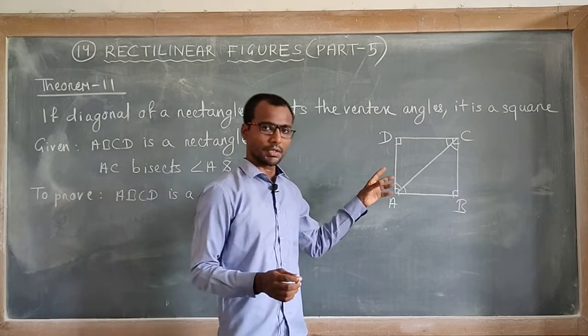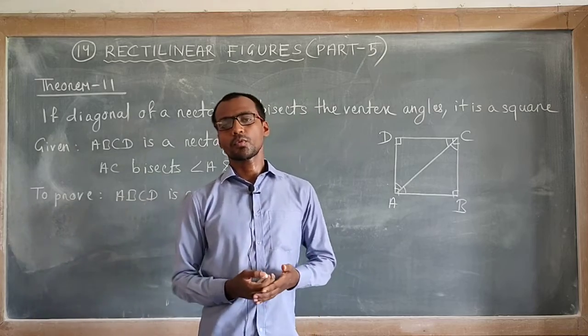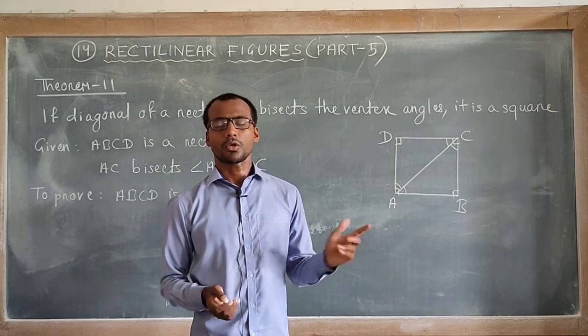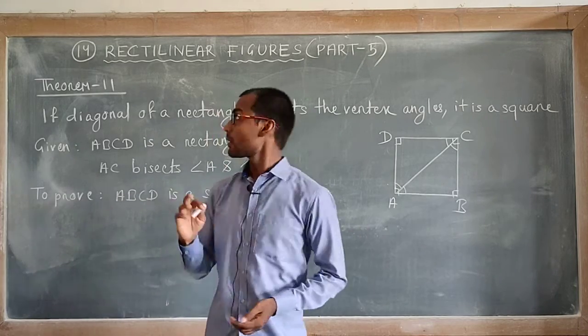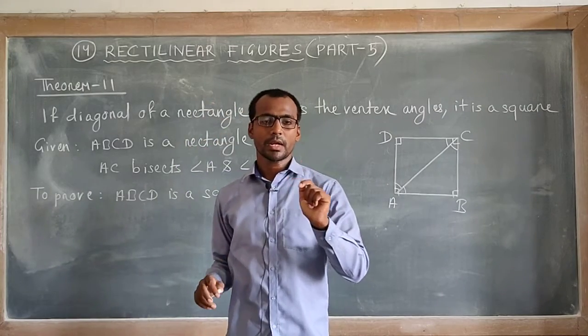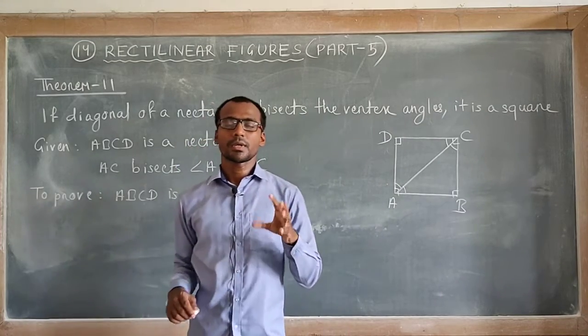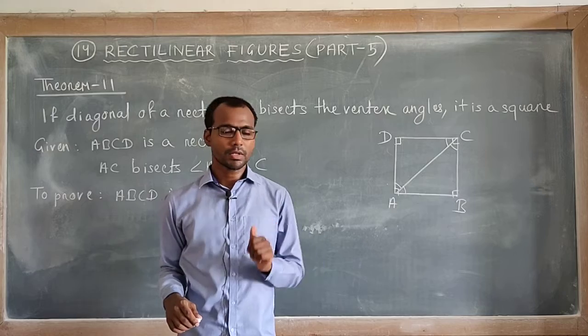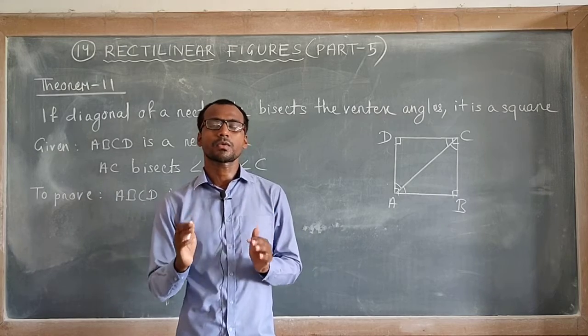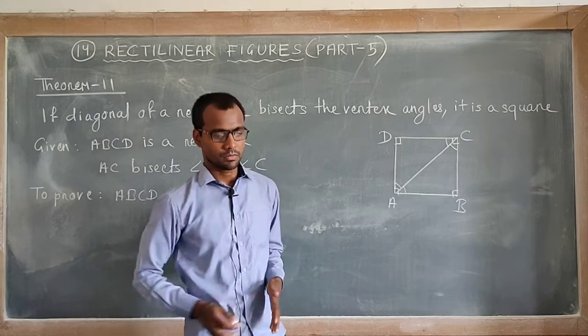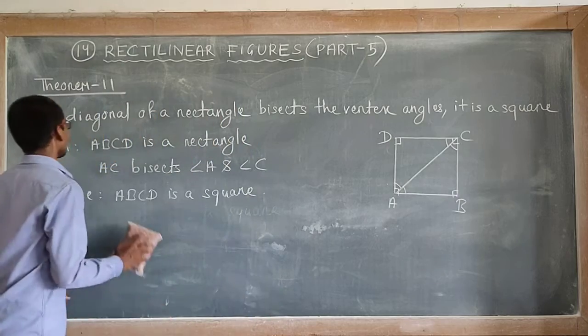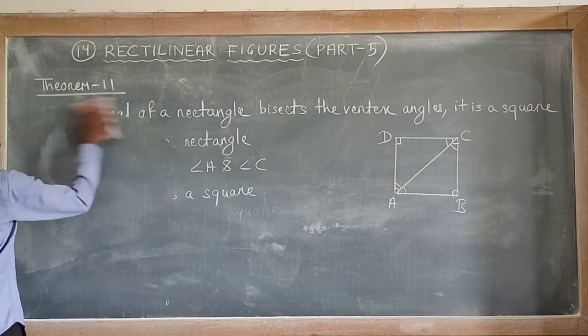Already it is a rectangle. If anyhow we are able to prove that adjacent sides are equal, it will become a square by theorem number 10. In theorem number 10, I had given that if adjacent sides of the rectangle are equal, it is a square. Okay, so we will try to use theorem number 10 here. Okay, so now let us go to proof.